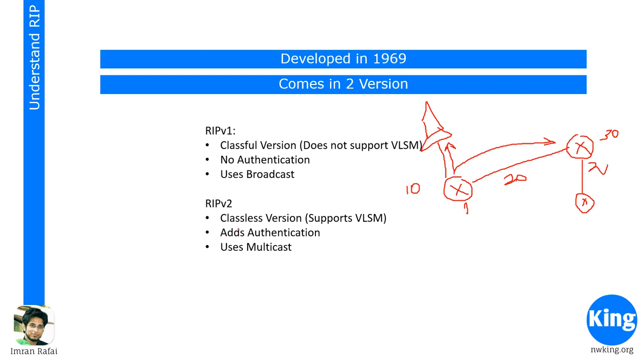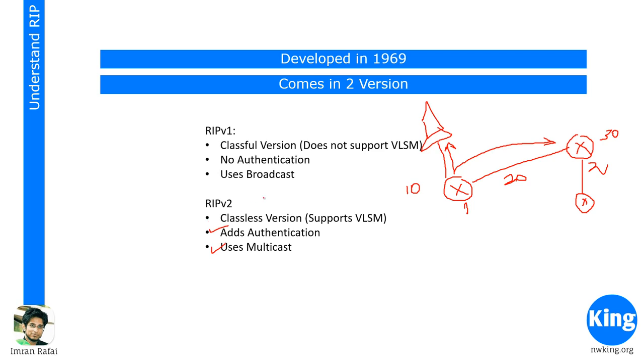In version 2, that was taken care of, and there was a multicast ID, and the multicast IP is where all the updates are sent. So only devices that are tuned to listen to that multicast IP were getting those updates, right? And it also adds authentication, like I said. So you could actually set up an authentication, and only if those authentication passwords match, they will receive or accept updates from the neighbor. Also, it supported classless version.